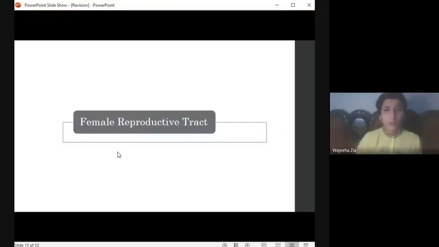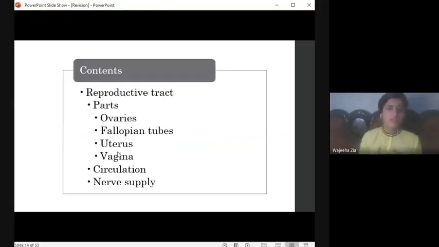So I will not go into the detail of the male reproductive system and the male issues. That is part of the physiology. But in this course, we will cover the female reproductive tract and the related things. The female reproductive tract consists of four parts. Then we will cover the circulation and then we'll go to the nerve supply.